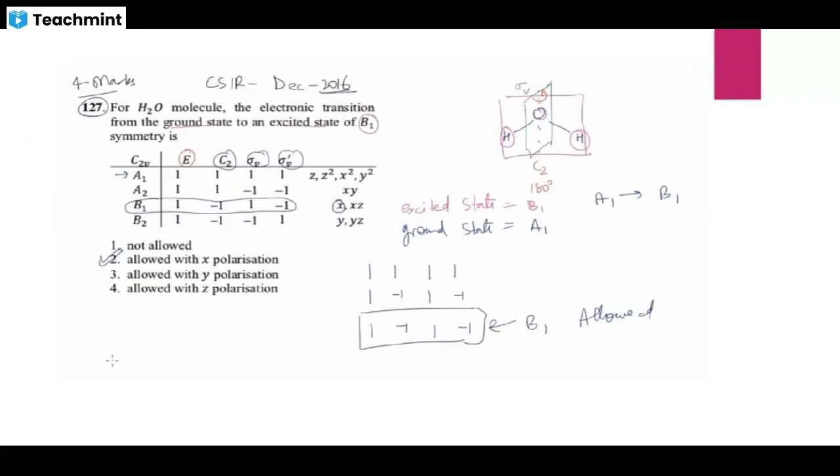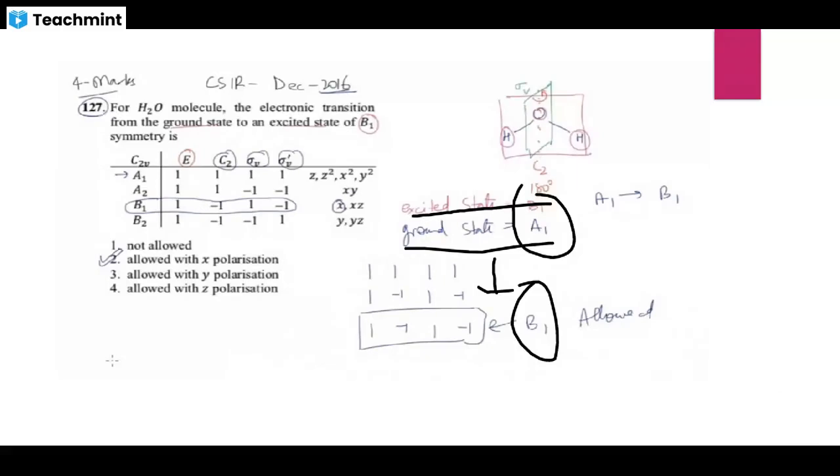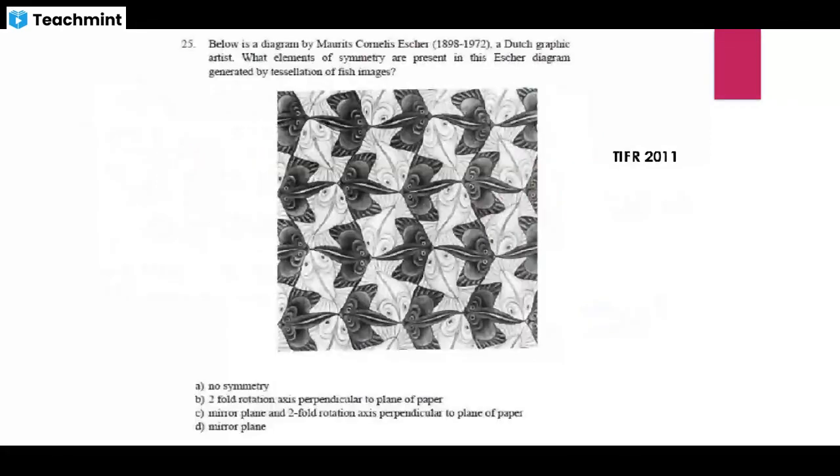Okay, this question is also from H2O. The electronic transition from ground state to excited state has B1 symmetry. The ground state is A1 and the excited state is B1. Just multiply these two: if you multiply A1 with B1, you get B1. So you see the B1 is x polarized, so it is allowed by x polarized, right? The problem is simple, but this is one problem.